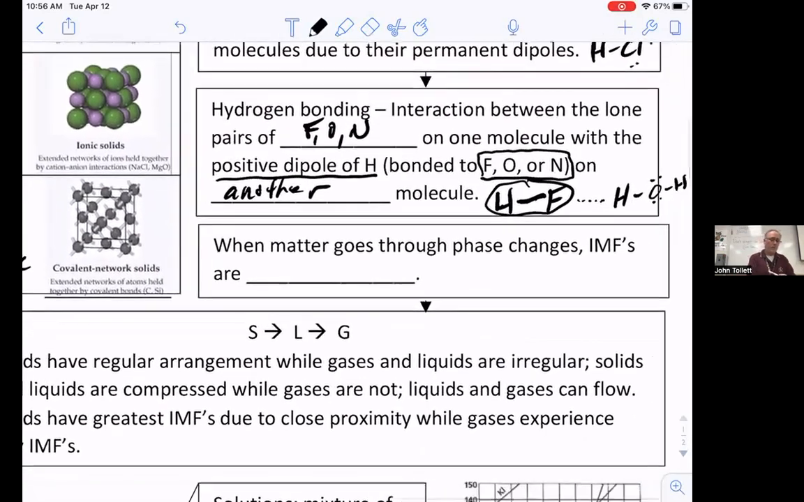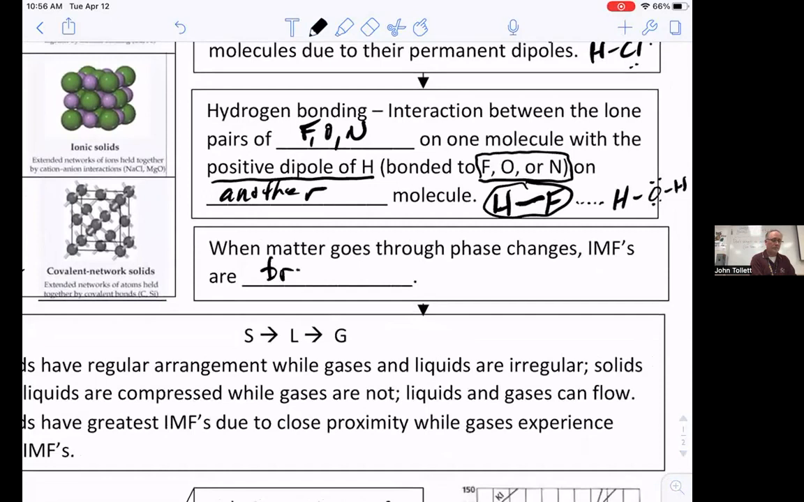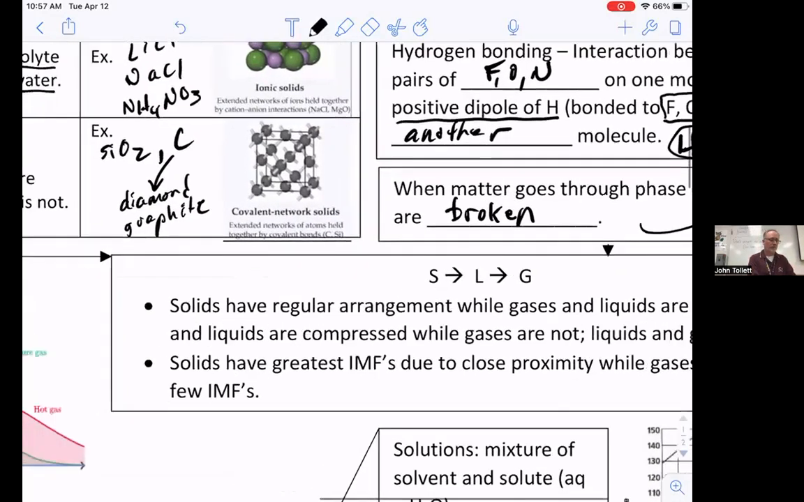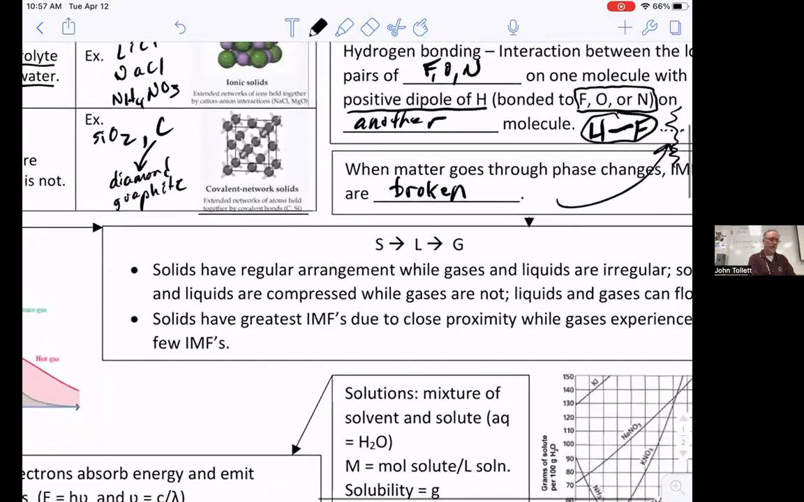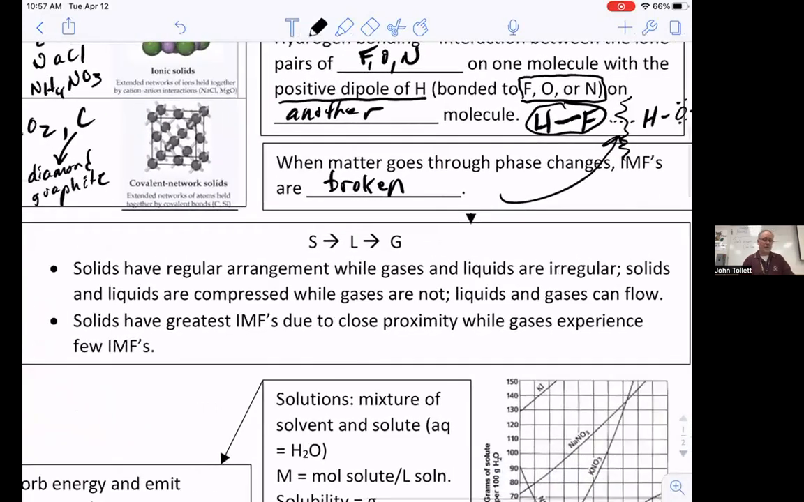But when you go through phase changes, going from solid to liquid to gas, the things that you are breaking are these intermolecular forces. So this attraction right here is what you are breaking to cause a phase change, to go from the liquid to the gaseous state or from the solid to the liquid state. And so that's what we're going to talk about down here, or at least the states of matter.